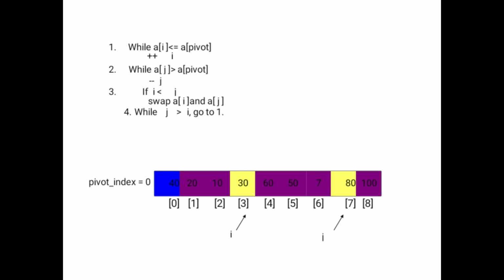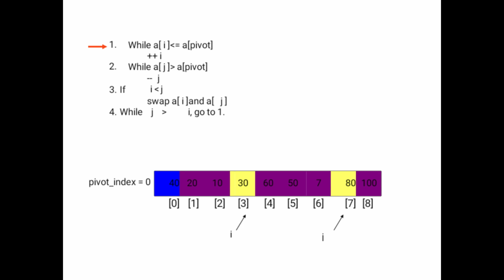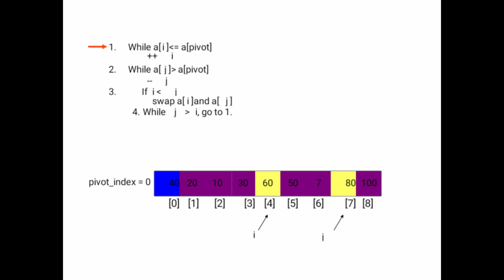Next again you are checking if A of i is less than or equal to the pivot element. Yes, it is less than the pivot element, so increment the value of i. So next i points to the fourth element. Next the condition fails here. A of i is greater than the pivot element, so the less-than-pivot condition fails. So again A of j greater than the pivot element is checked here, so the j pointer is decremented.